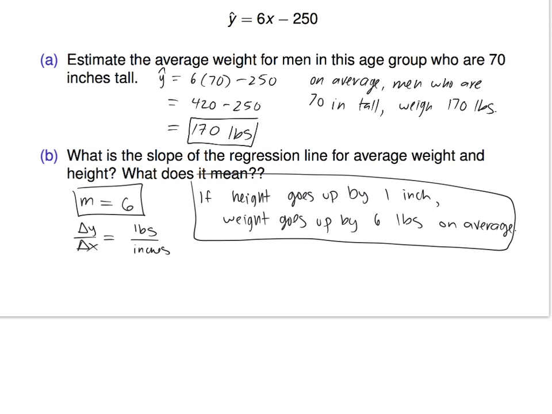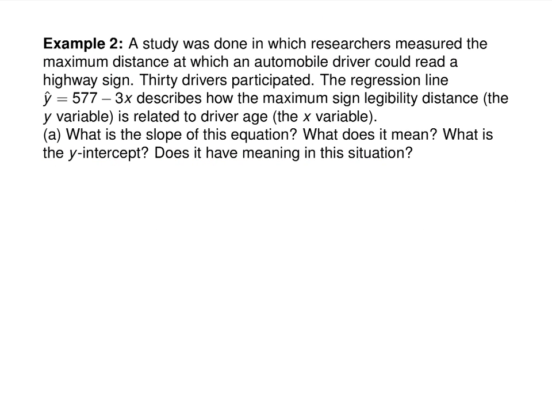Okay. Here's another one. A study was done in which researchers measured the maximum distance at which an automobile driver could read a highway sign. There were 30 people that did this, and this is the regression line, 577 minus 3x. This describes how the maximum sign legibility distance is related to driver age. Notice that the slope is a negative number. Does it make sense that as age increases, the max distance you can see goes down? Okay. So what is the slope and what does it mean?